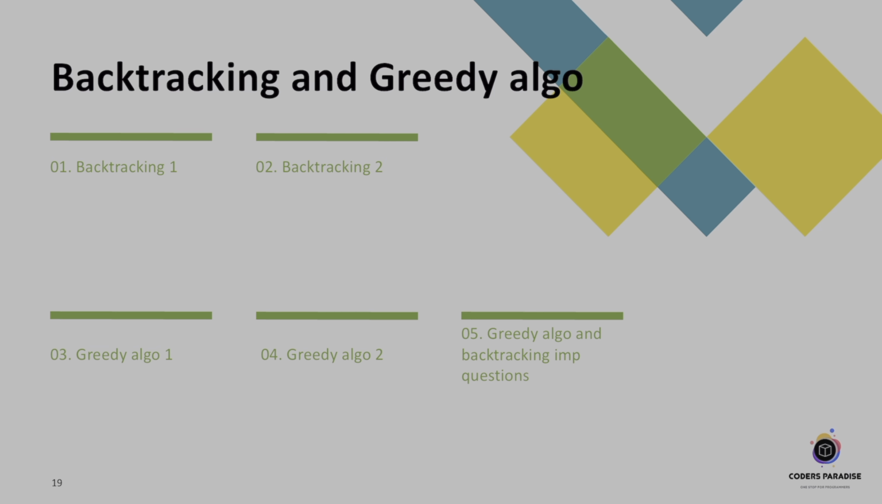Now the next thing is backtracking and greedy algorithm. Again, this is one of the most important topics for data structures and algorithms, and I have seen a lot of questions being asked from these topics. So this will also be done in great depth, and we will be covering all the most important questions regarding backtracking and greedy algorithm.